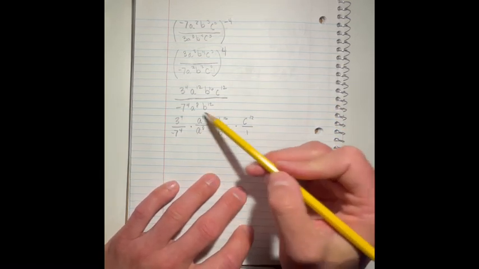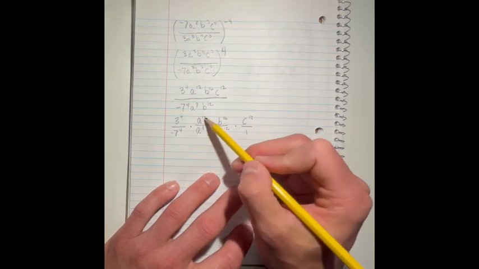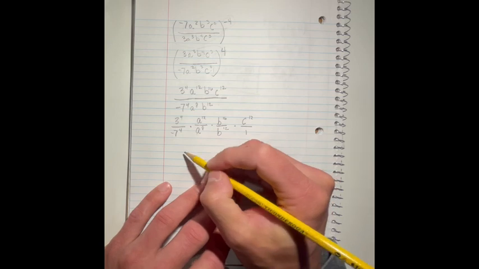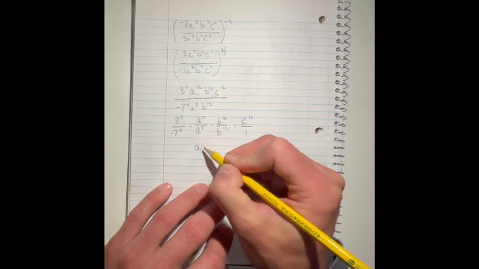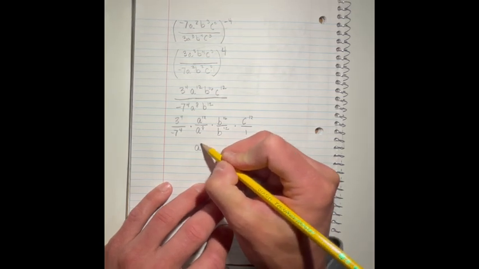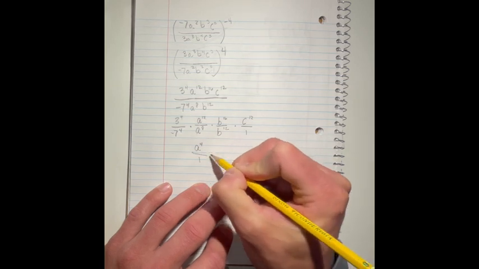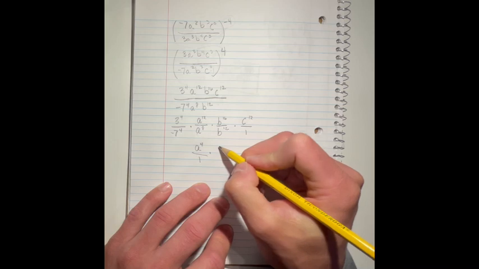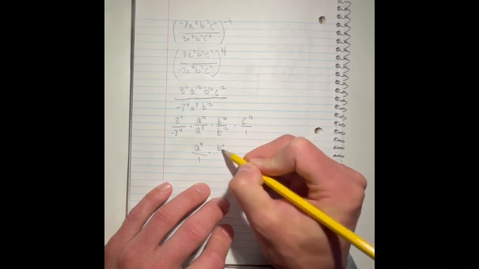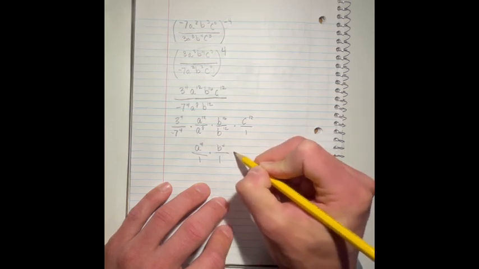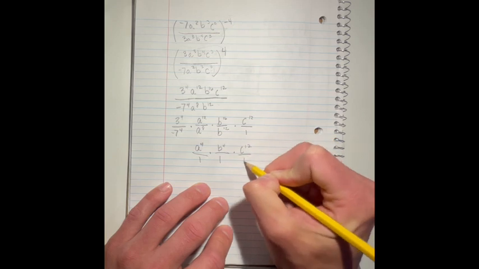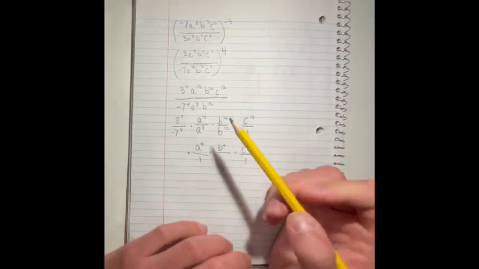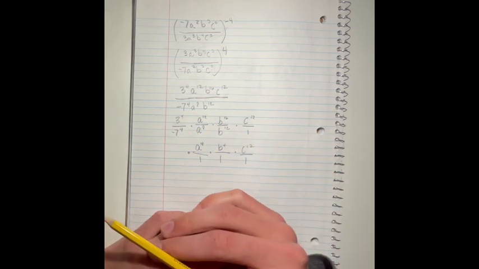We can just go through and start simplifying these. So a to the 12th, we're looking at 12 minus 8. So we get a to the 4th power over 1 times 16 minus 12 would also be b to the 4th power over 1 times c to the 12th power over 1. And now we need to go ahead and evaluate these.